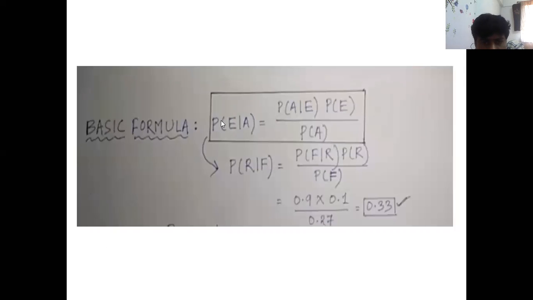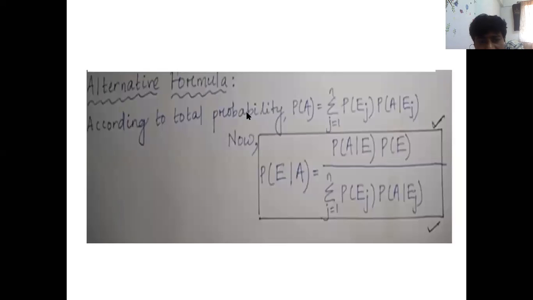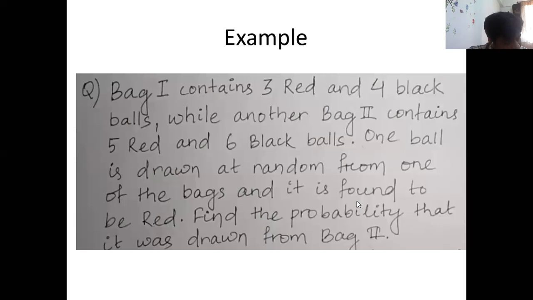So the first formula: probability of E by A is equal to A by E into probability of E divided by probability of A. The second formula is based on the number of events, where the probability of A is computed as the sum for j equal to 1 to n of P of Ej into P of A by Ej. We'll see an example of this.